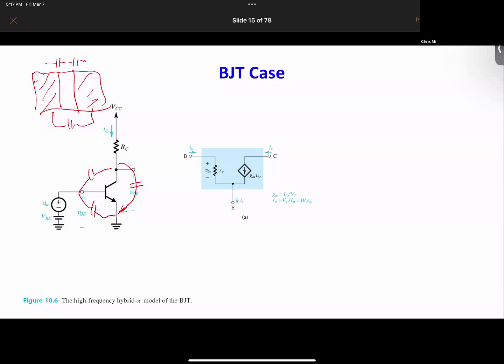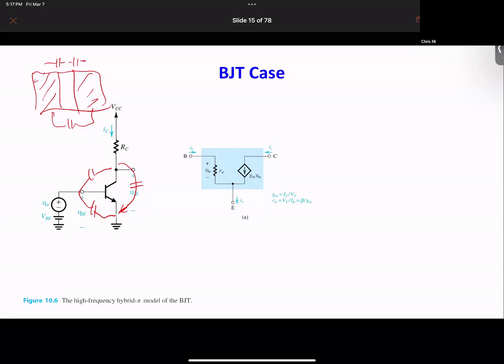The MOSFET is open circuit, but it doesn't matter. With this circuit, we can start to add these capacitors into the circuit. So if you look at, for example, this capacitor over here, it is between base and emitter, so we'll simply add it here.